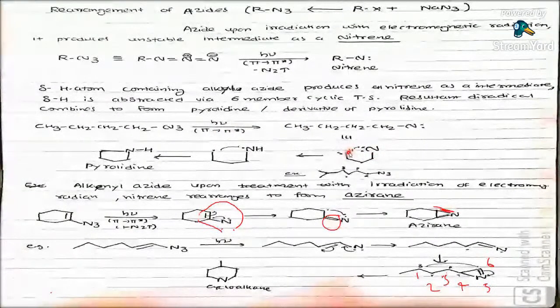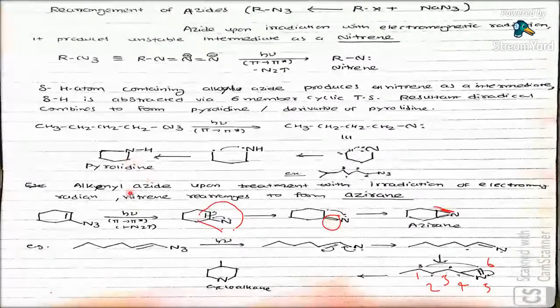I have written this in this way. So here, that delta hydrogen will be abstracted by this nitrene group, as a result of which one radical will be on this carbon and one radical will be on nitrogen. So they can form a bond with one another, and you will get this pyrrolidine as a product.